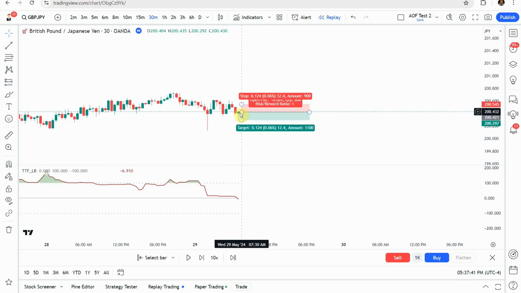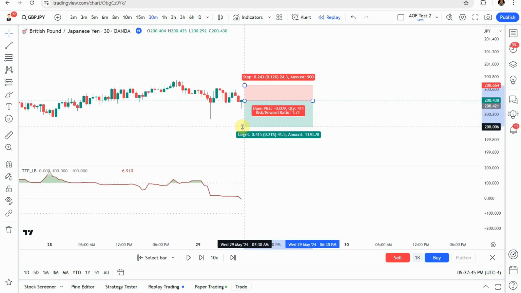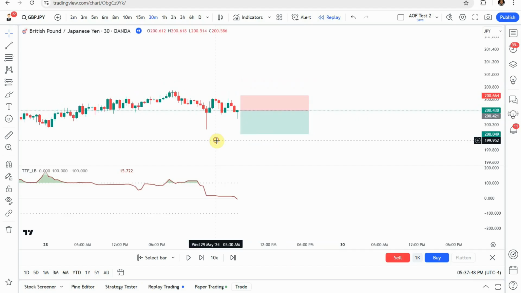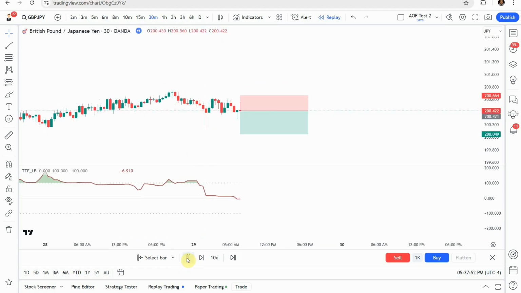Put your trade right there, put your stop just right above this pivot here, and target a 1 to 1.5 risk reward right about there. Let's play this forward and see how it plays out.